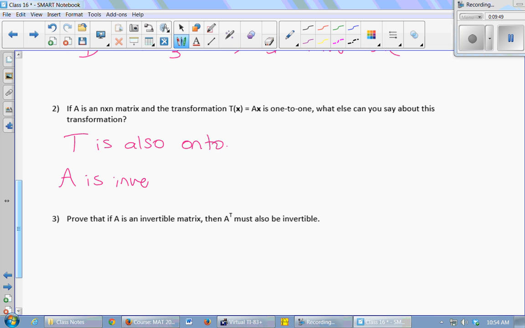I'll just write that out. A is invertible. It says a bunch of things about A, not necessarily about the transformation. Yeah, we can say a whole bunch of things about A. We could say the columns. If you have a square matrix, it's either neither or both.